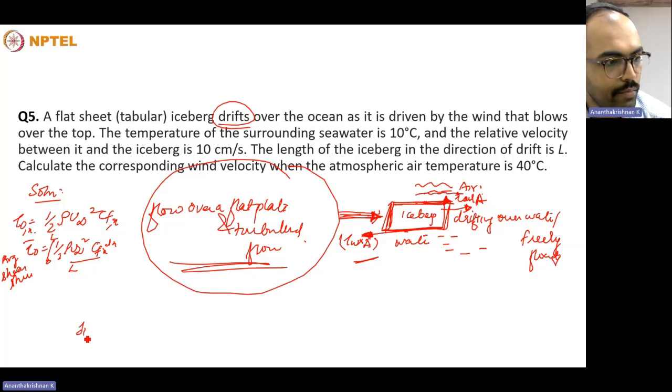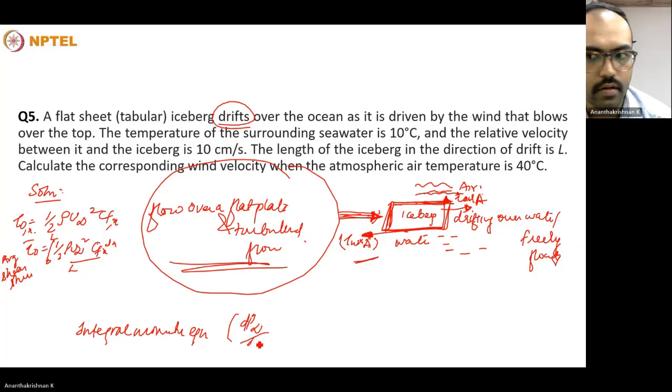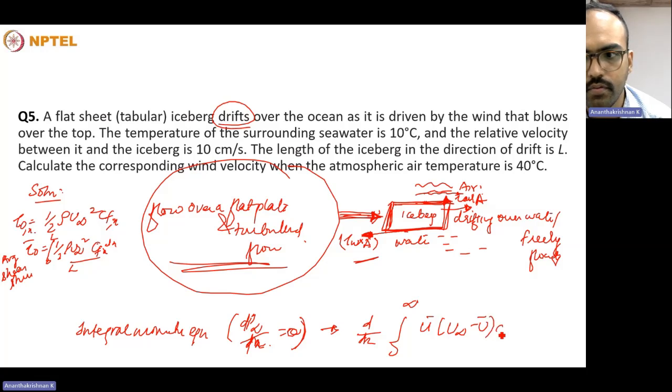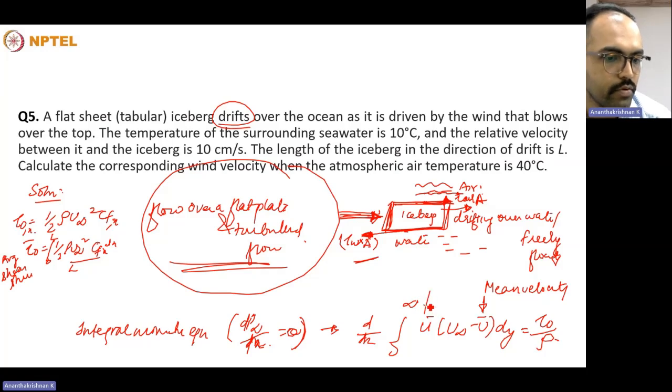So we know the integral momentum equation for the pressure difference in the x direction equal to 0, since it's a flat plate kind of problem. So we get d by dx of the integral from 0 to infinity of the velocity terms dy equal to tau 0 divided by rho. This is the case of a turbulent flow. That's why we are using the mean velocity. There is a fluctuating term also. We are ignoring that while calculating the value of all other average quantities.